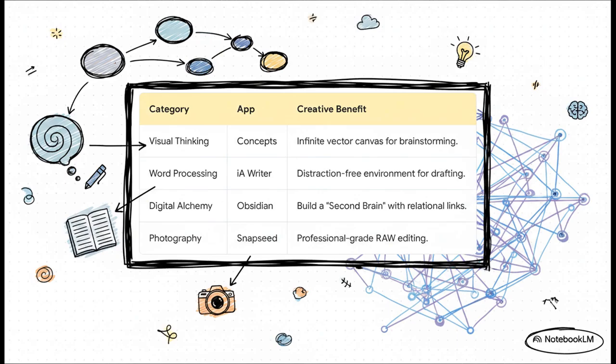For any kind of visual thinking or sketching, Concepts gives you this amazing infinite canvas. For writing, IA Writer is just a beautiful, distraction-free zone. For building that second brain we talked about, Obsidian is the absolute gold standard. And for photography, Snapseed gives you professional-grade editing right on your phone. This is a lean, powerful starting point.